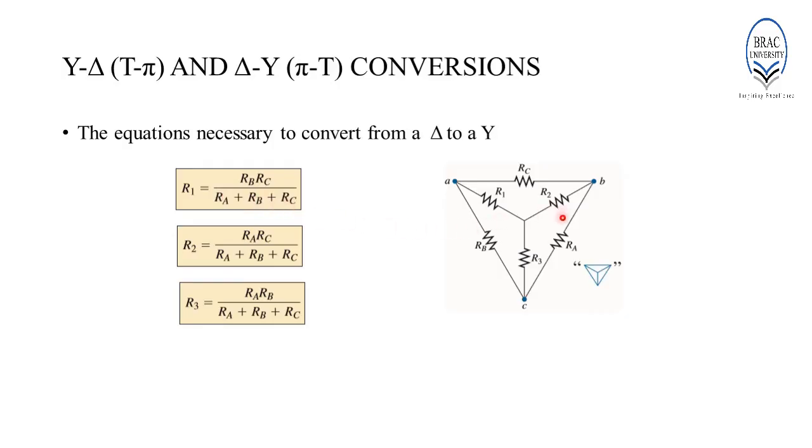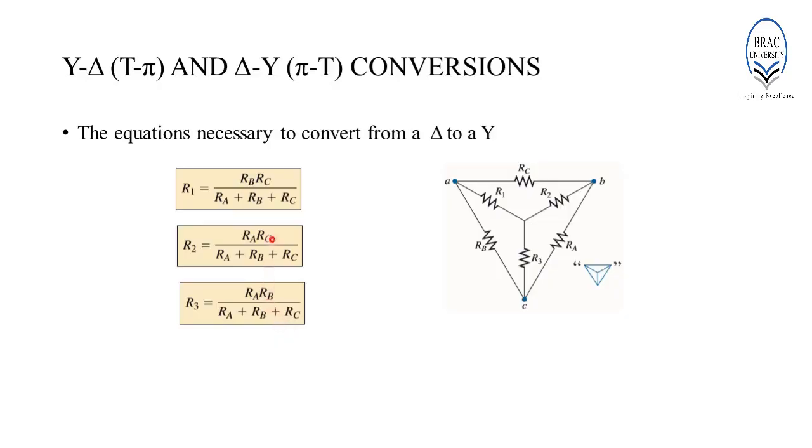When we determine the value of R2, it is equal to RC times RA divided by the summation of all three resistors of the delta network. When we determine R3, it is equal to RB times RA divided by the summation of all the three resistors of the delta network.